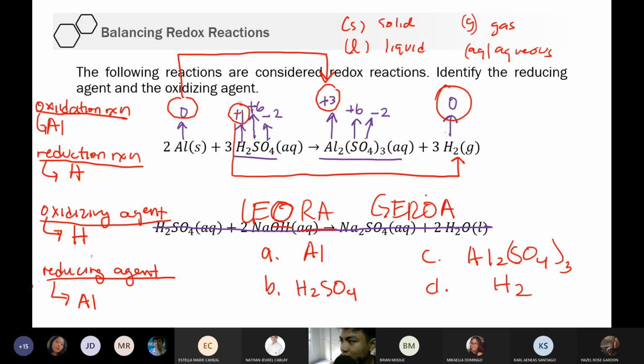Okay? So, i-cancel out mo yung mga nasa product. Ito nasa product. Hindi mo yan isasagot. Ito nasa product. Hindi mo yan isasagot. O, sa dalawang to, sino yung may hydrogen? Edi ito. So, piliin mo letter B. Ito letter B. Ito letter A. So, ganun yung tip ko ha, pag nag-quiz kayo.